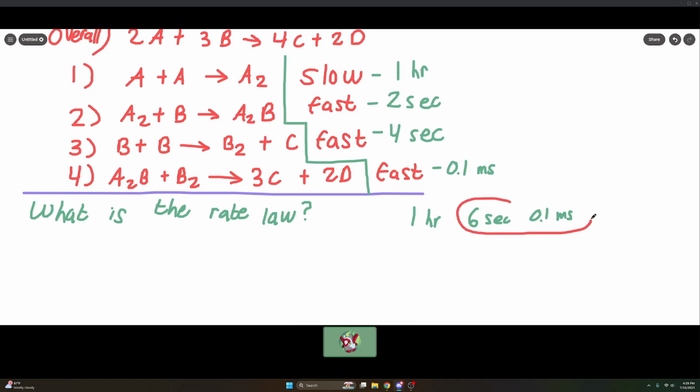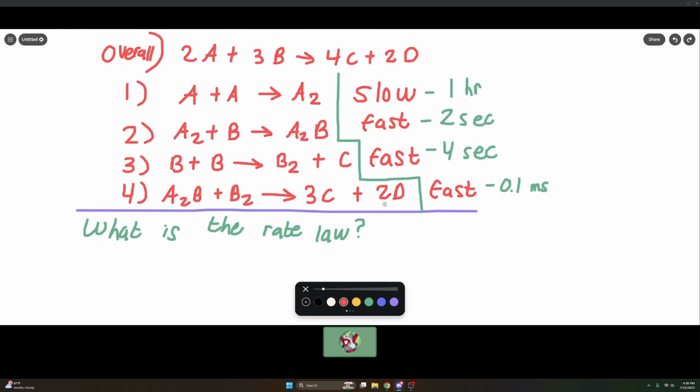Do you think the 6.001 seconds matter compared to the hour? Not really. It's negligible. If I were to completely ignore all of my fast runners, my time doesn't change much. 6 seconds is, I don't even know what percentage of an hour. Not a lot, right? So pretty much for the sake of a rate law, we can just ignore our fast steps because they're so fast that the only thing that really determines my rate law is going to be my slow step. So we get to completely ignore my fast stuff.